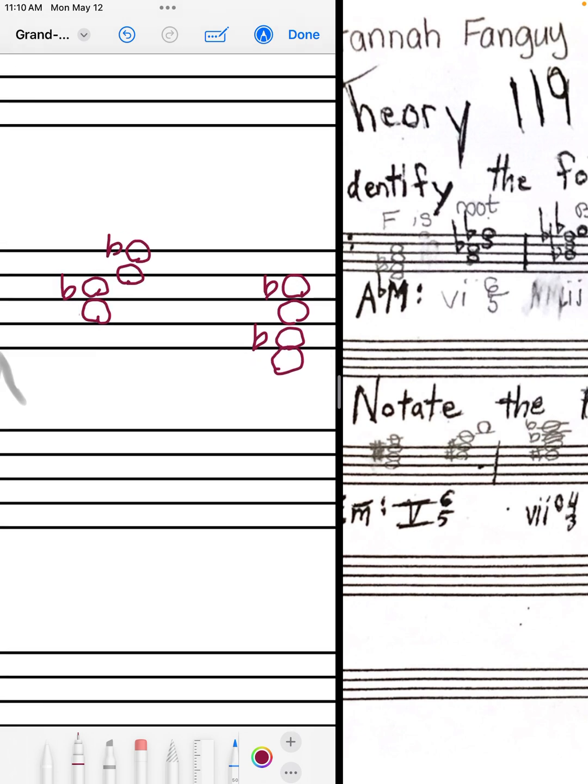And D is the root. D flat's the root. Oh no. Now I see what I did. And according to A flat, honest to God, A flat major. Okay.